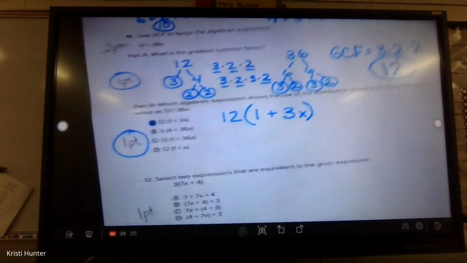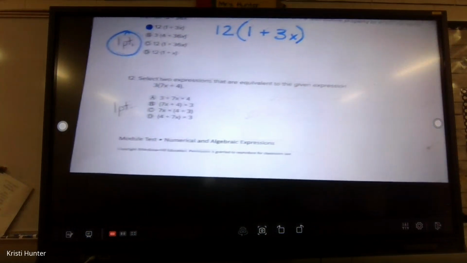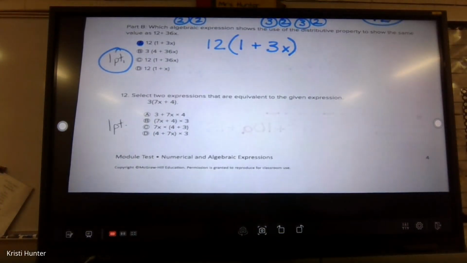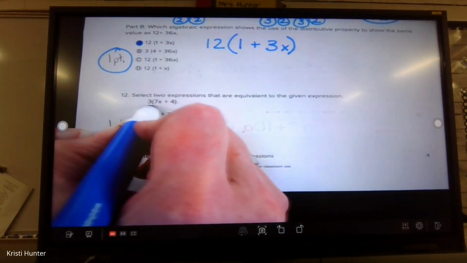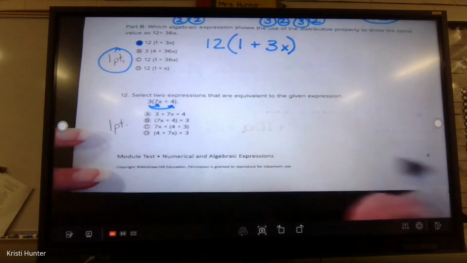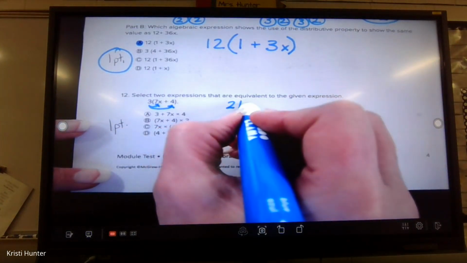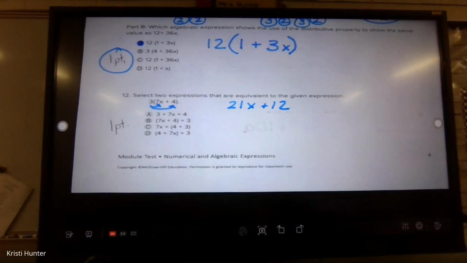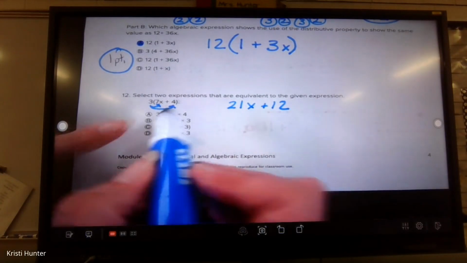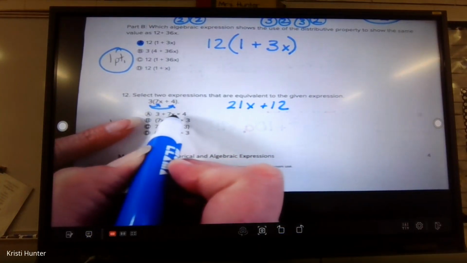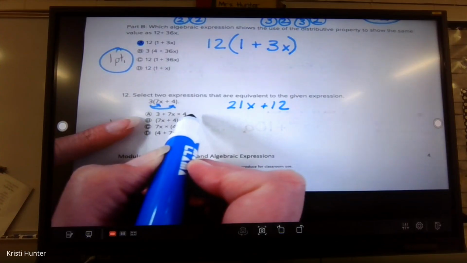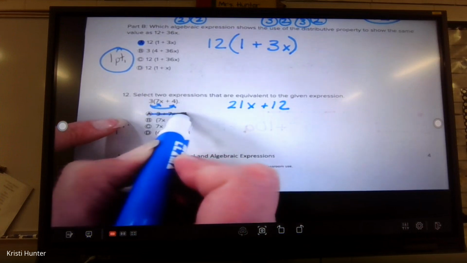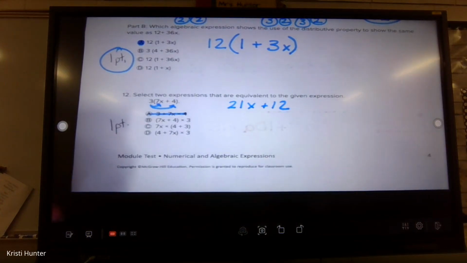And the final question on this test, select 2 expressions that are equivalent to the given expression. So when I look, this is a distributive property again. So I would distribute the 3 to the 7 and the 3 to the 12. So I would get 21x plus 12. And that's not an option that I see as a correct answer. So I have to look again. When I go, there is nothing that is distributing here. And I can't combine anything because there's a plus and a multiplication. So I can rule out that one. So I only have 3 left to consider.